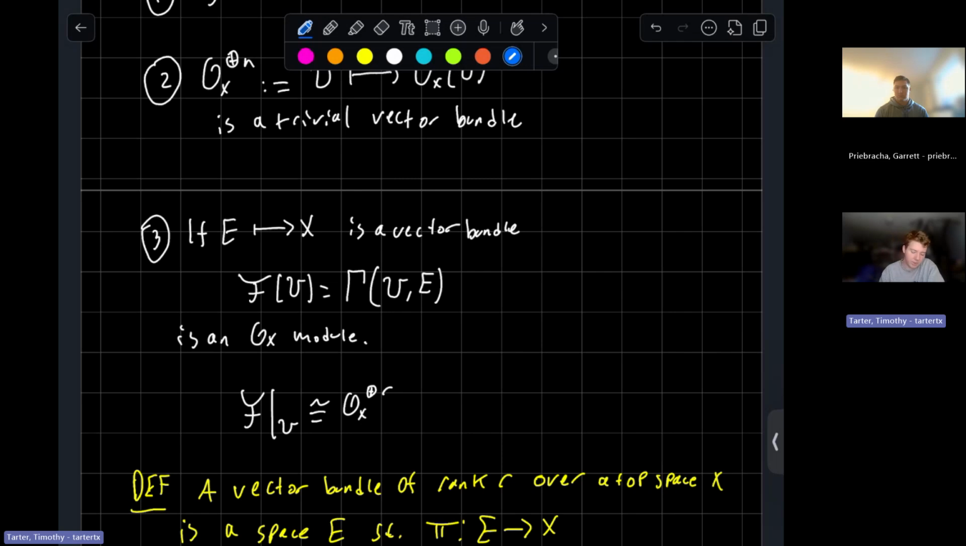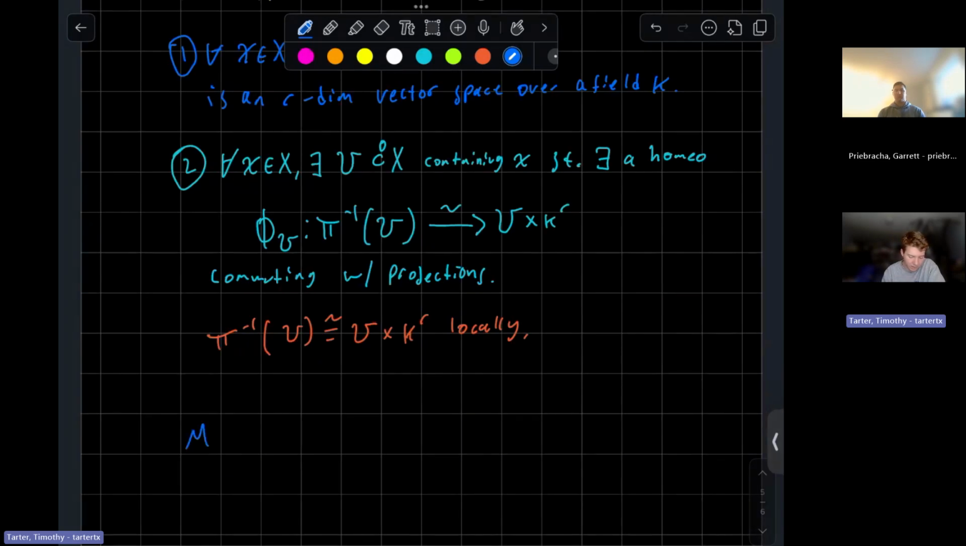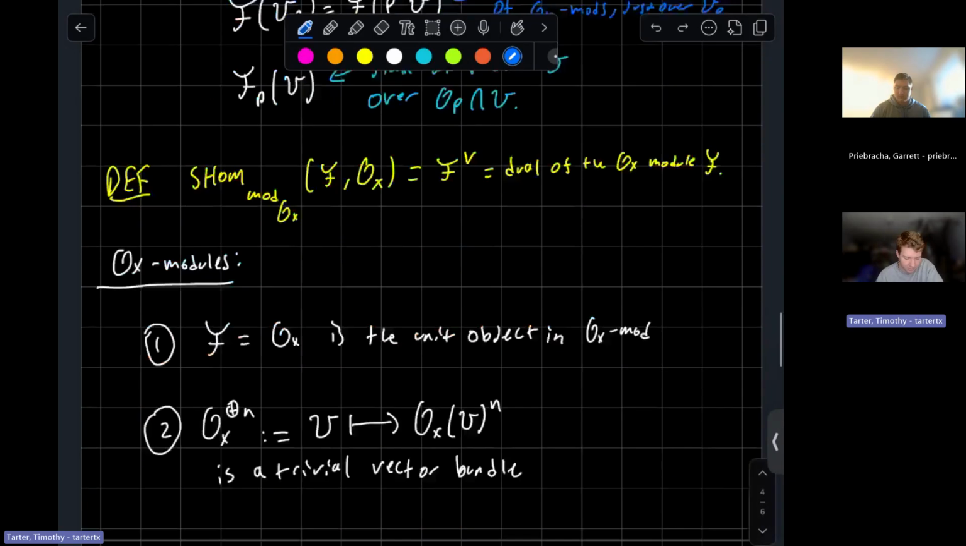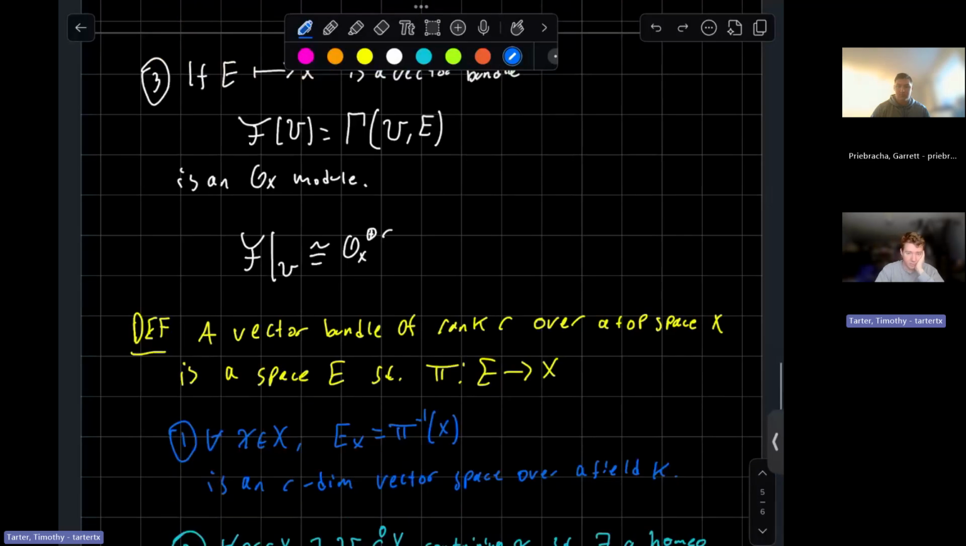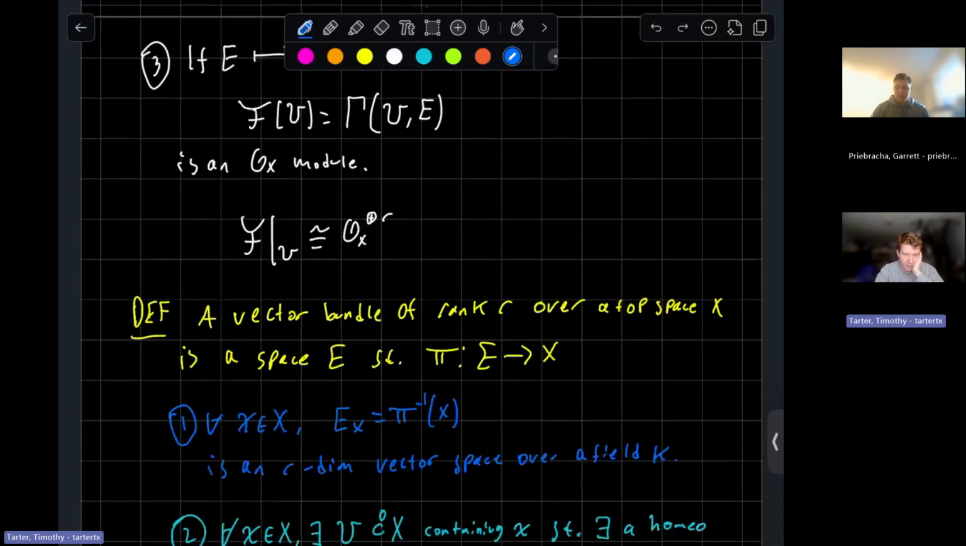The cotangent bundle that we talked about, like M mod M squared, is also a vector bundle, I guess. Anyway, so towards our examples of OX modules, I'm happy with that.